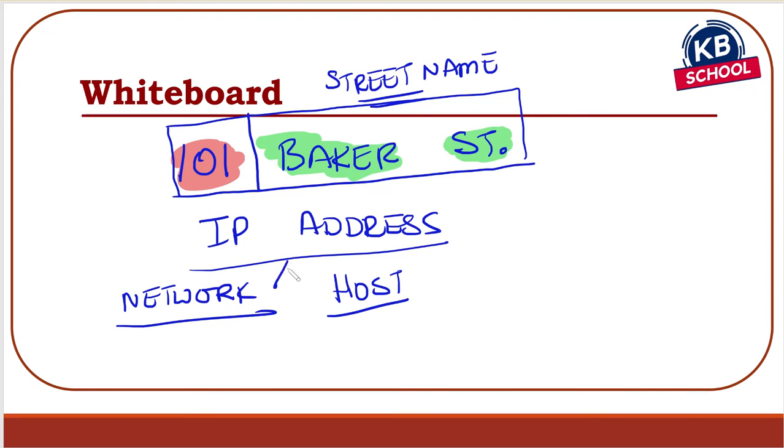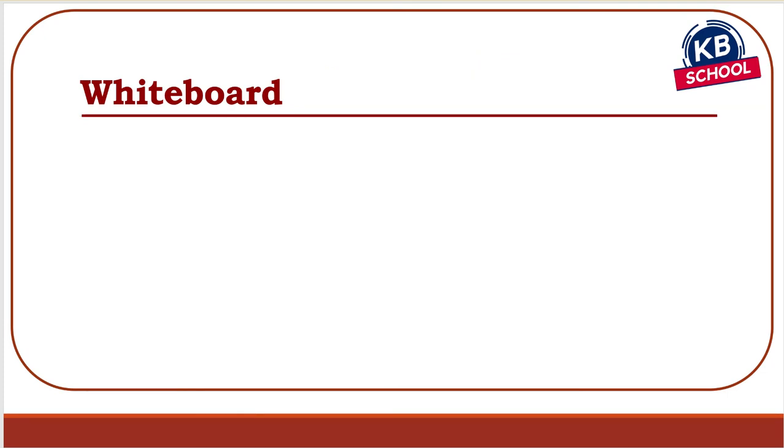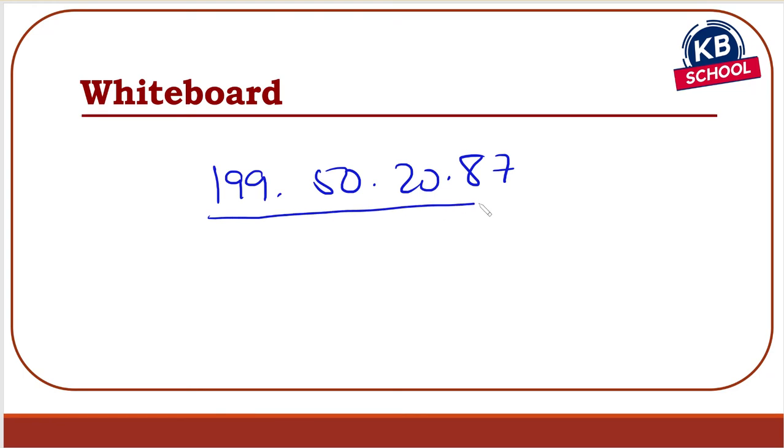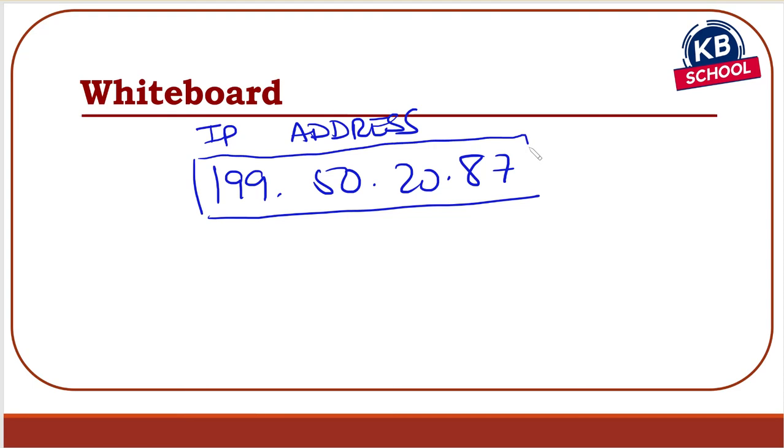So an IP address is broken down into two components, the network component and the host component. So when you saw this address, like 199.50.20.87, this is an IP address or an IPv4 address, but this address has two components to it. By looking at this address by itself, I cannot tell which part of the address is the network portion and what is the host portion. So I don't know that.